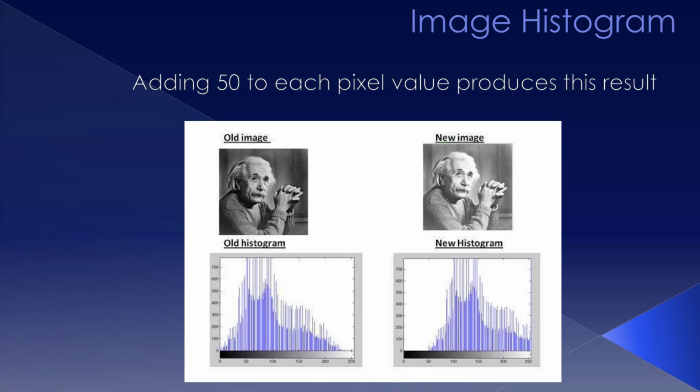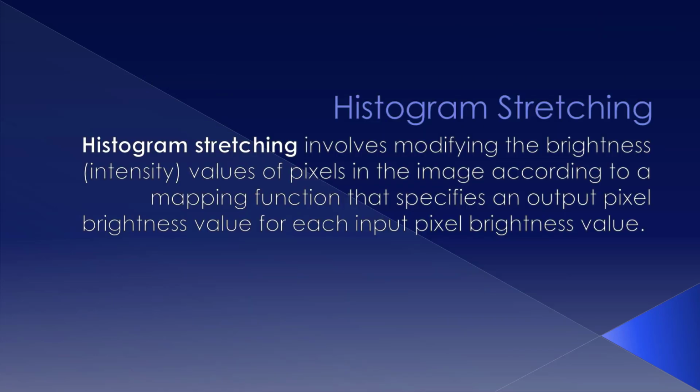Here's an example of adding 50 to each pixel value, and it produces this result. If you look at the histogram on the left, the old histogram does have its values beginning at 0, but the one on the right begins at 50. So by doing a mathematical operation and adding 50 to each value, you are lightening up, or brightening up, the image that you see on the right. Histogram stretching involves modifying the brightness or intensity values of pixels in an image according to a mapping function that specifies an output pixel brightness value for each input pixel brightness value.